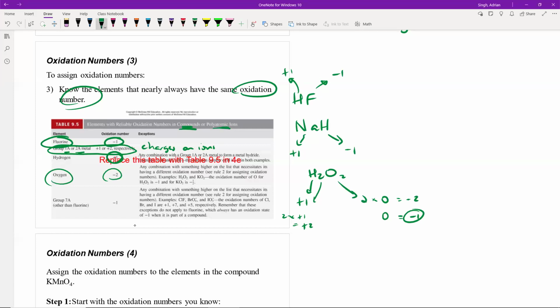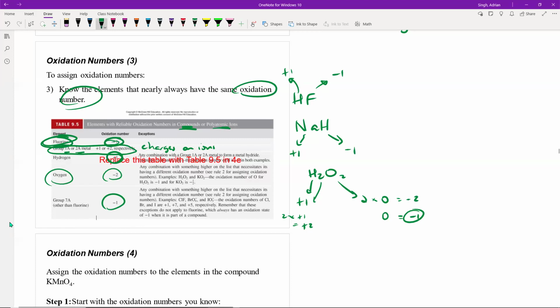Your group 7A, the halogens, and again, other than fluorine, because fluorine is always -1, these are always going to be -1, except if they're combining with anything higher up on the list that we just went through, where it would necessitate an oxidation number that would be different.